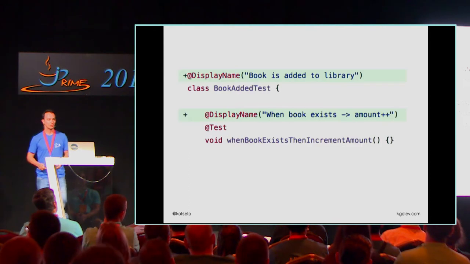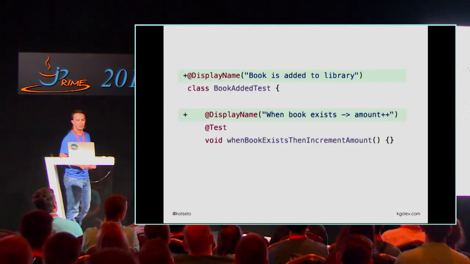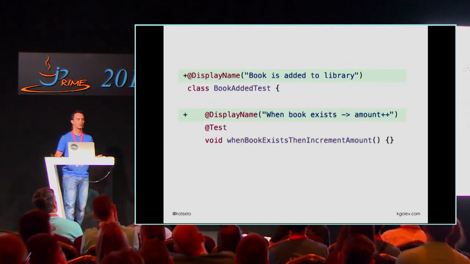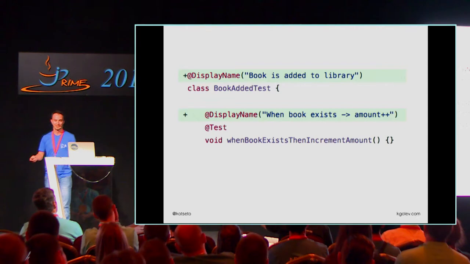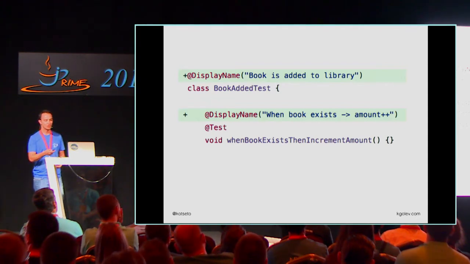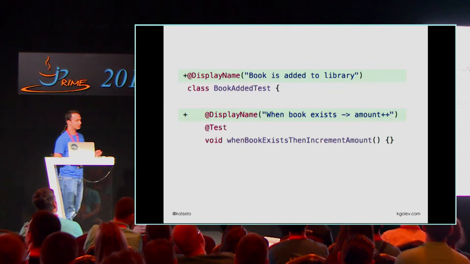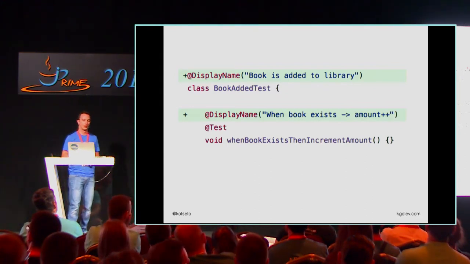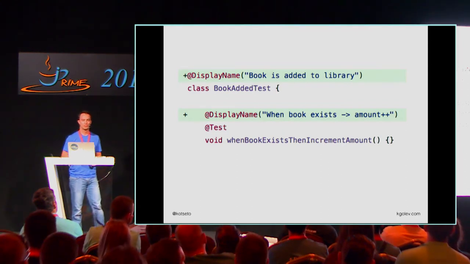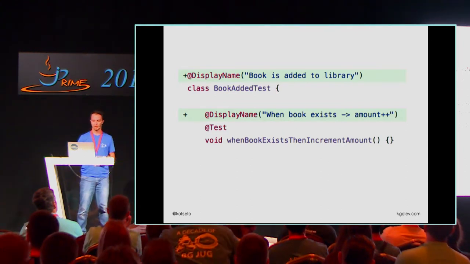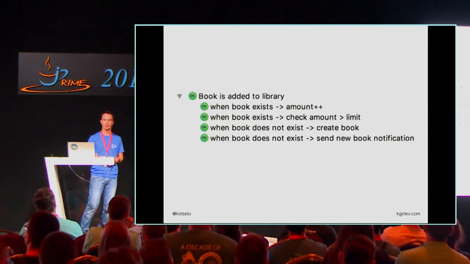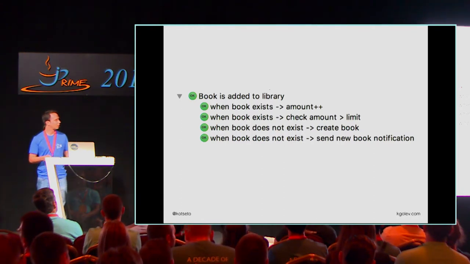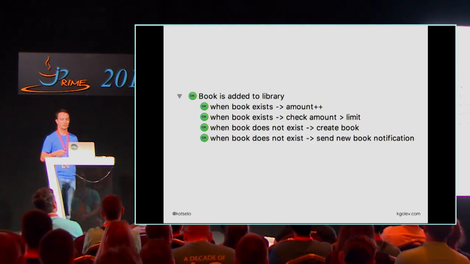So how does this work? There is a new annotation called display name. And you just put a string, whatever you want. If you want, you can put emojis. It will work. So this is how it works. This is how it's nicely visible. But we're still kind of not done yet. If we go here, there is some duplication. There is when book exists, and another when book exists. All of our test cases start the same way.